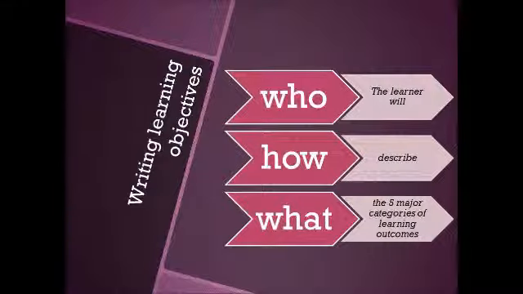Writing learning objectives. When writing learning objectives, there's a handy formula that you can use when creating them. Start with an opening statement, the who, then choose an action verb, the how, and then add the content reference, the what, leaving you with an example such as, the learner will describe the 5 major categories of learning outcomes.